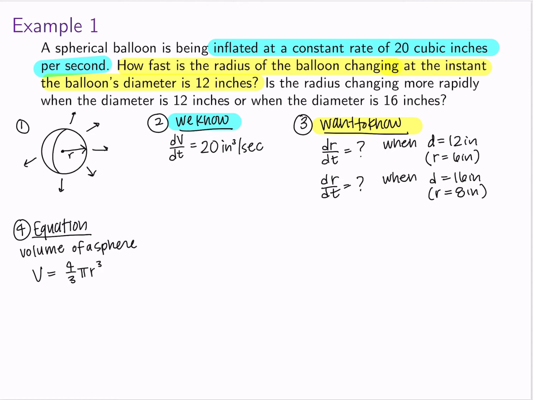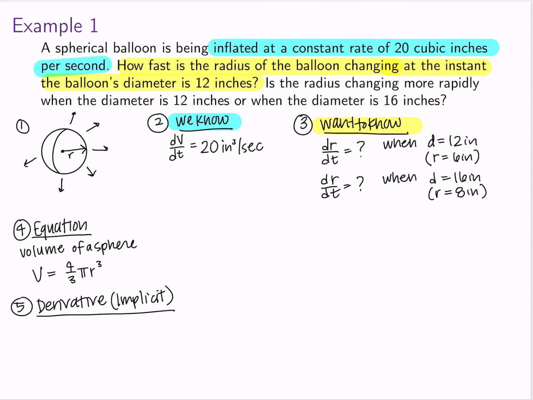All right, our next step after that, we don't plug anything in yet because we want to find the rates. We want to know how the rates are related. So our next step is we're going to find the derivative and we're going to find it implicitly. So step 5 is derivative. And just as a reminder, we're going to use implicit differentiation to find this. So let's take the derivative of both sides with respect to t. Remember, we're going to take the derivative implicitly with respect to time.